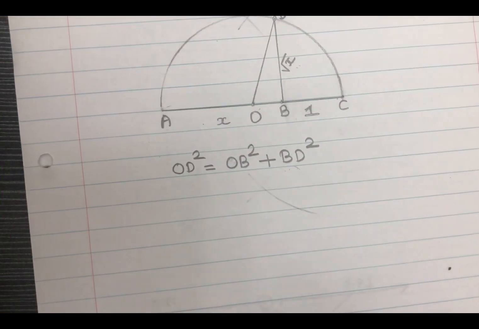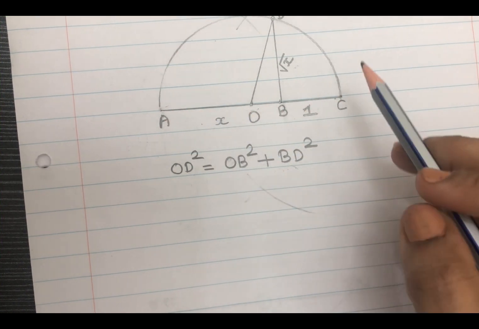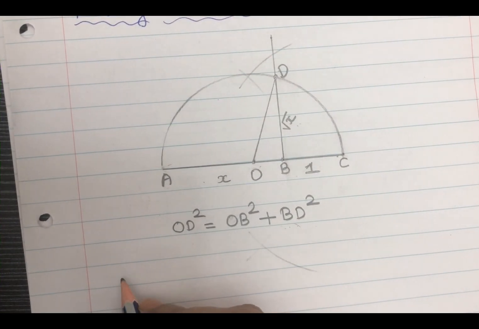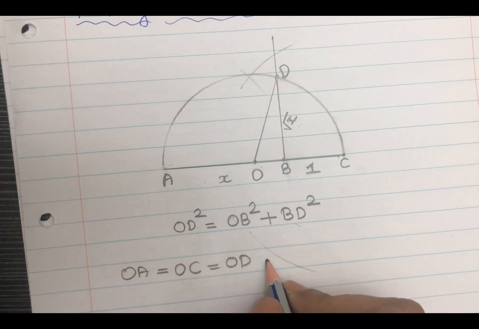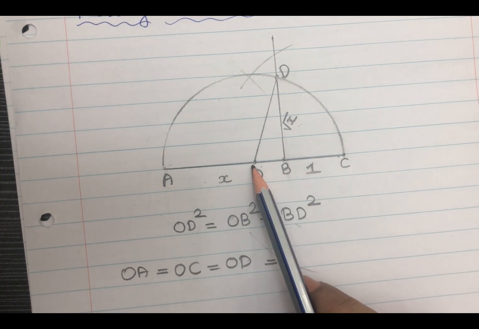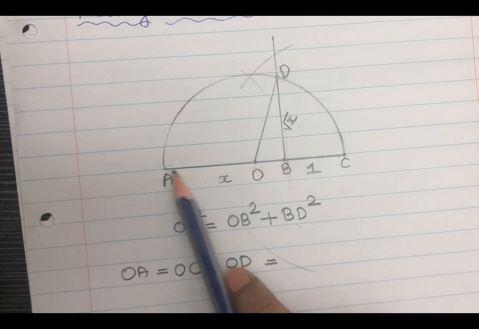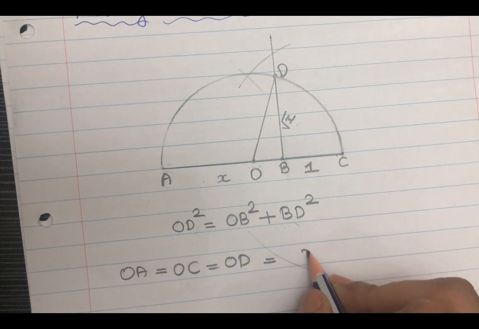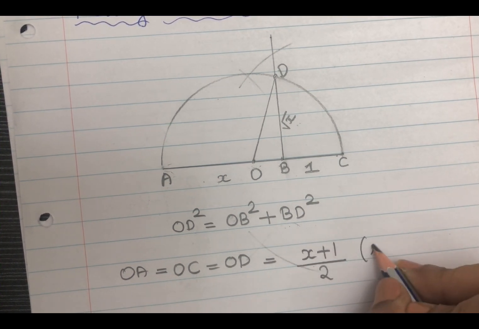Now we'll prove it. What are OC, OA and OD? These are all radius of the semicircle, right? So OA equal to OC equal to OD is the radius of the semicircle. What is the radius? Here the diameter is AB plus BC. AB is x and BC is 1. So diameter is x plus 1, so radius is (x plus 1) by 2.